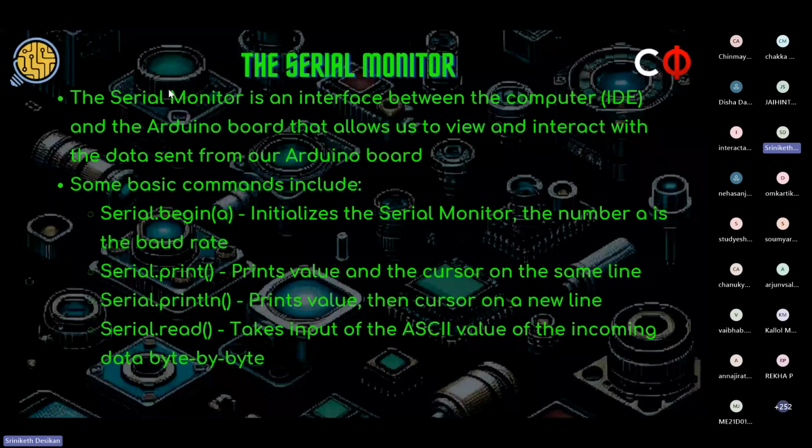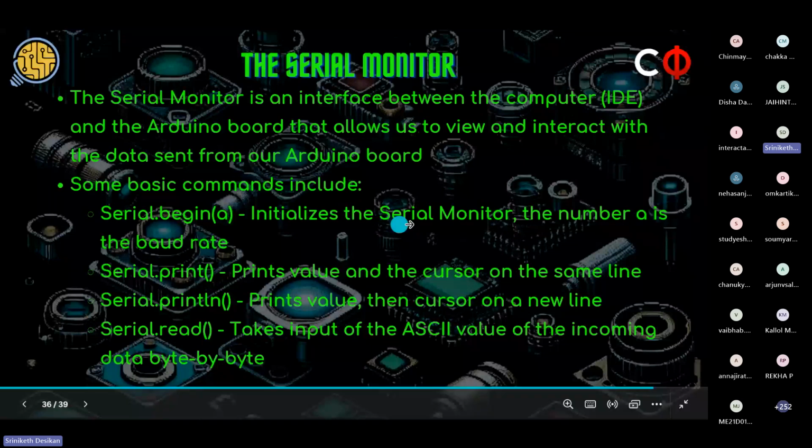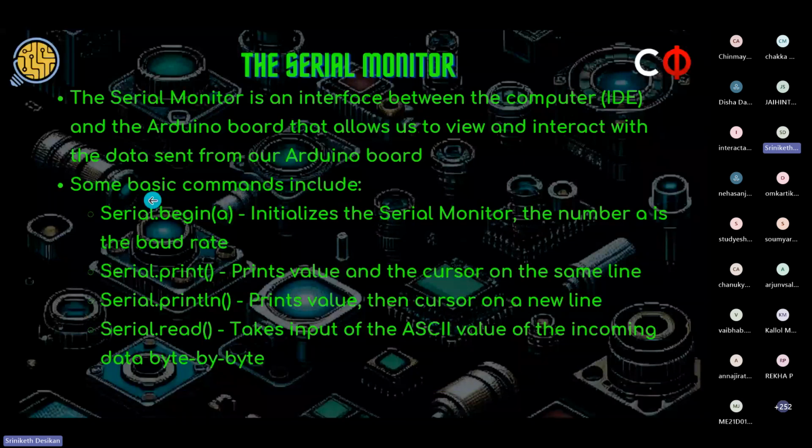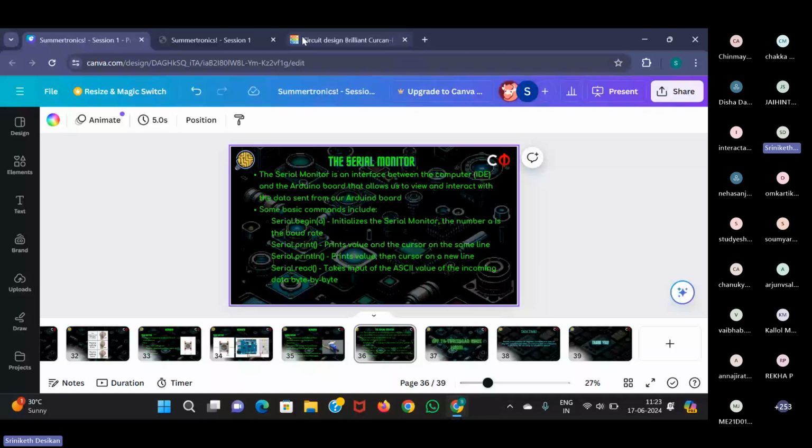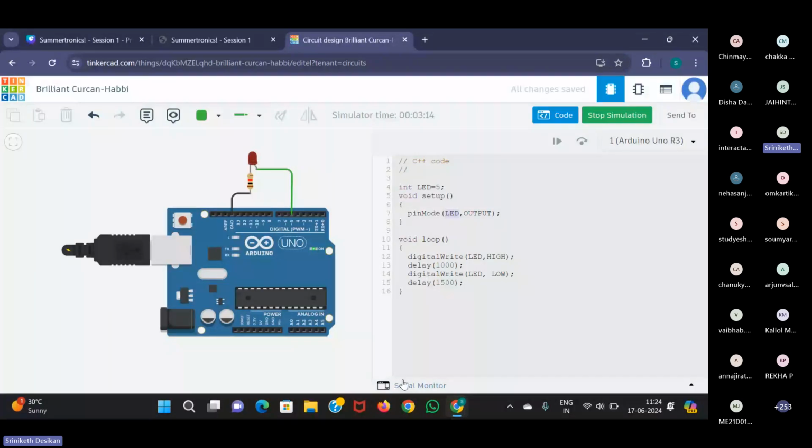So these are some of the commands you'll be coming across here. This begin function initializes the serial monitor, and this number is a parameter called baud rate, which will be explained later. This print function is to print the values, and println is to print the value and then a new line, and so on. Just before we go, I'll show you how the serial monitor actually looks. As you can see in Tinkercad, we have the serial monitor sitting right here, and this is what receives and sends data to the Arduino, and you'll be seeing how we interact with it shortly.